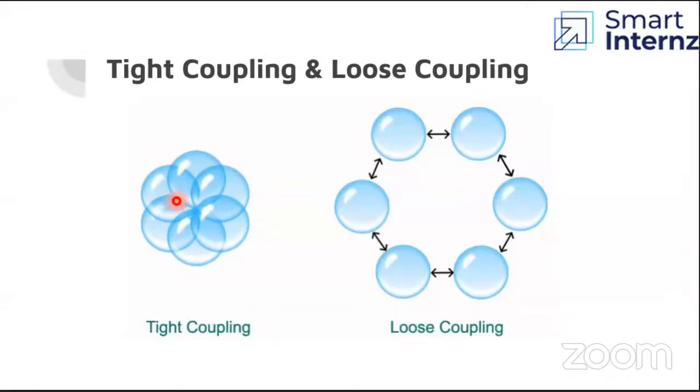Why? Because class A knows more than what it should know about class B. So if you change any method or any particular attribute in class B, class A also gets changed, right? If you do a change in class B, class A will also get changed. So that's what we mean by tight coupling.